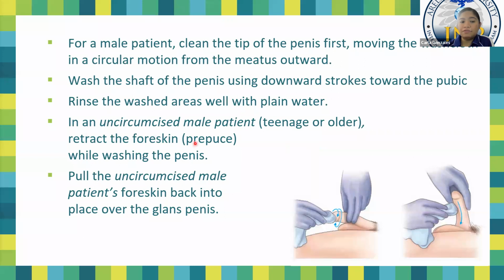If you are dealing with an uncircumcised male patient, you have to retract the foreskin while washing the penis. After washing, you put the foreskin back into place over the glans penis. Okay.